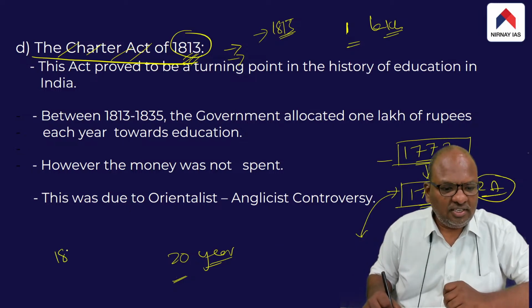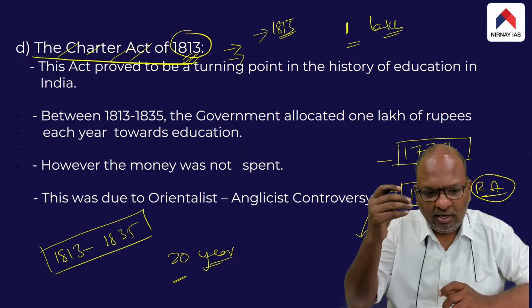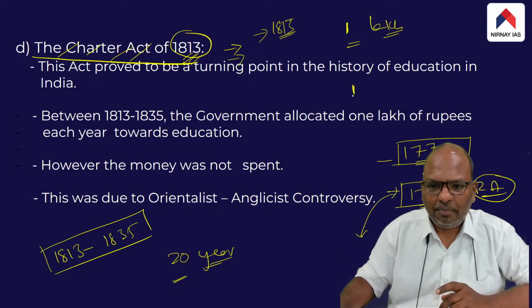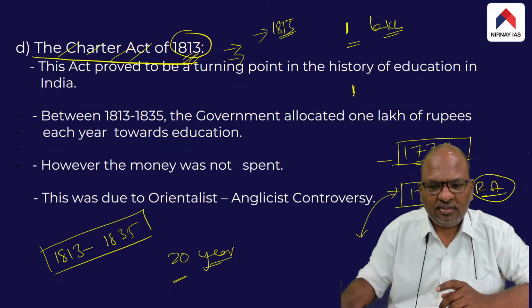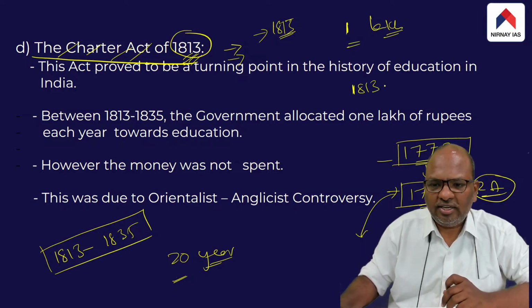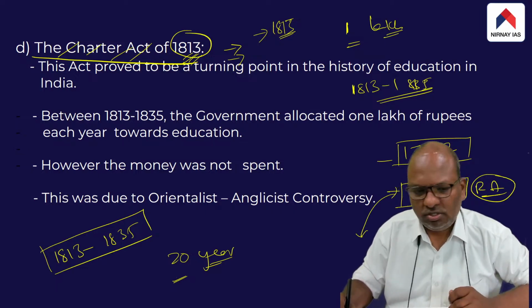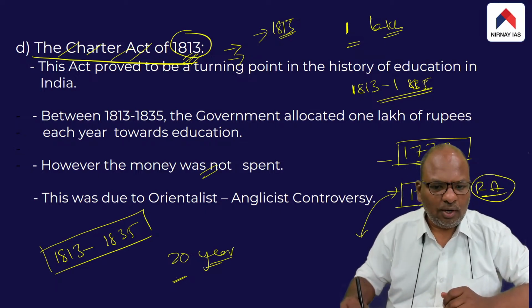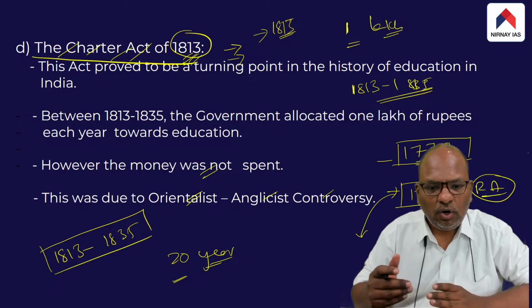So between 1813 and 1835, the East India Company kept allocating money annually. That is, each year the East India Company allocated 1 lakh of rupees for the establishment of educational institutions. But though the money was allocated, the actual spending did not happen. The actual spending did not take place.